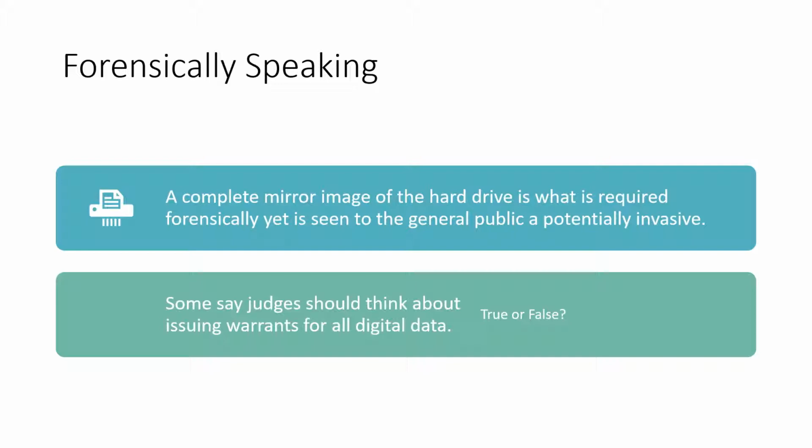If someone is trying to hide something, it may be in an unsuspecting location, such as a spyware file being hidden inside of a JPEG image. This would not be accessible if you only had a partial copy of the drive. Some say that judges should think about issuing warrants for only certain digital data, but if they only issued warrants for certain files, they may be missing key aspects of the cases and therefore leaving criminals on the loose.